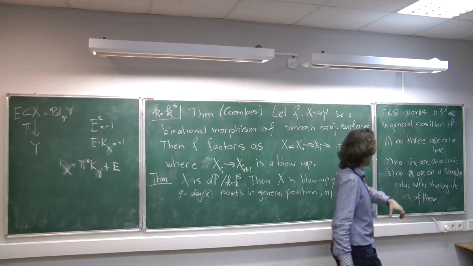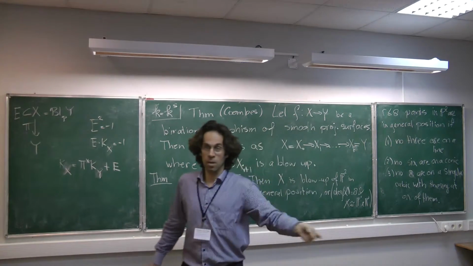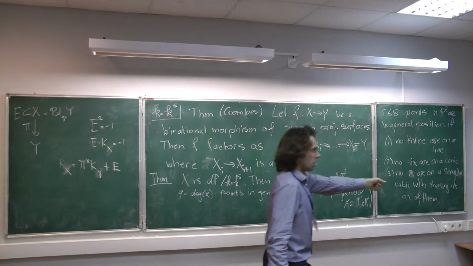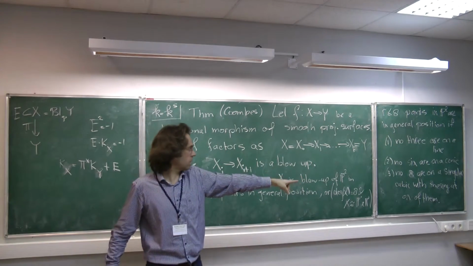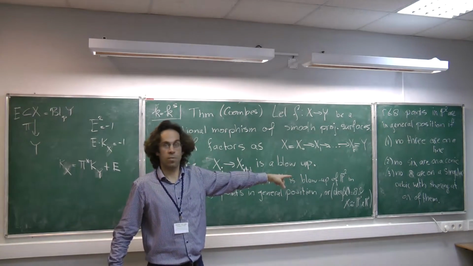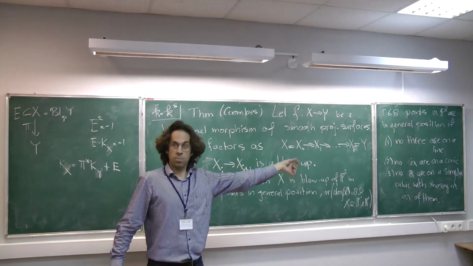For the cubic, same thing. It starts with self-intersection 9. If you blow up 7 points, you get down to 2, and then if you also blow up a point where that has multiplicity 2 on that curve, then you have to subtract 2 squared.